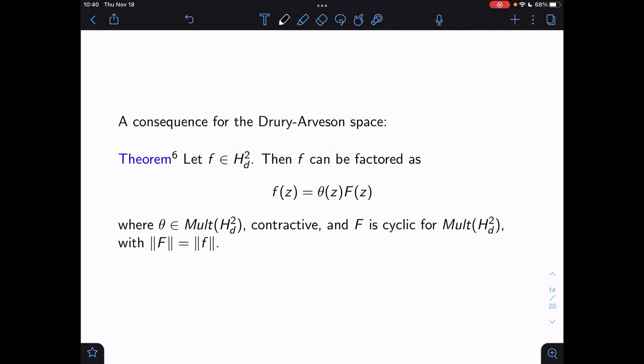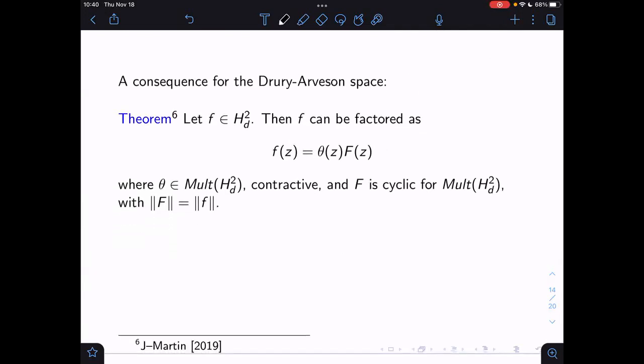It says, if I take a function in the Drury-Arveson space, I can factor it as some theta times f, where theta is a contractive multiplier. Now, it's contractive in general. It won't be inner in the sense that it won't be an isometric multiplier. It turns out in the Drury-Arveson space, you don't have any isometric multipliers except for the constants in several variables. But nonetheless, you can write it as a contractive multiplier times a cyclic vector, some kind of outer function. And moreover, the norm of the cyclic vector is the same as the norm of the original f. And the proof consists of just combining everything I just said.